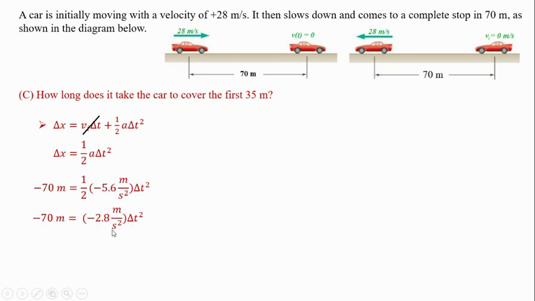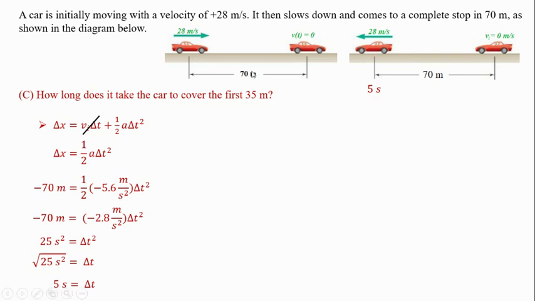To get t squared by itself, divide both sides by negative 2.8. You'll get t squared is equal to 25. And then to get t by itself, take the square root of both sides, and the square root of 25 gives you 5 seconds. But it's important that you learn to interpret the information that you find. Otherwise, it'll be no good to you. So this t equal to 5 seconds tells me it's going to take the car a total of 5 seconds to cover the first 70 meters. So there's my 5 seconds. But the question didn't ask for that, right?